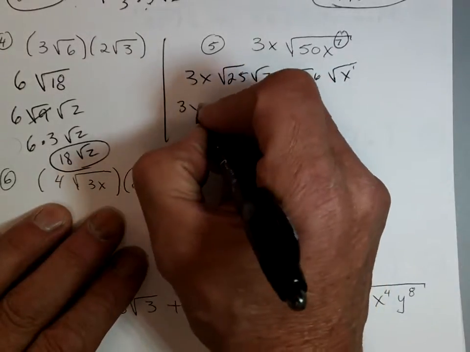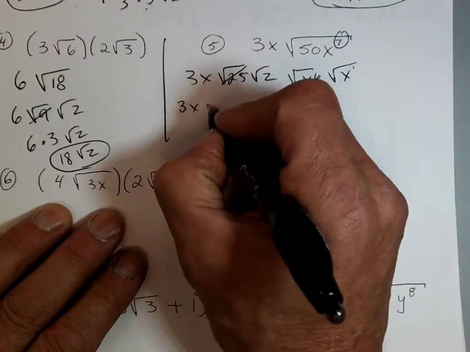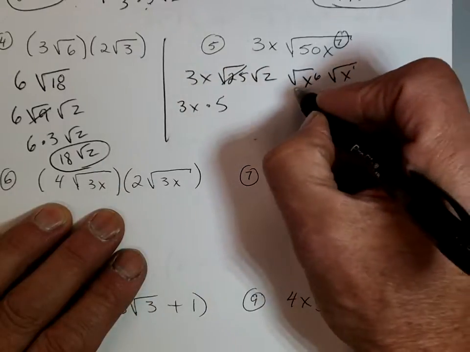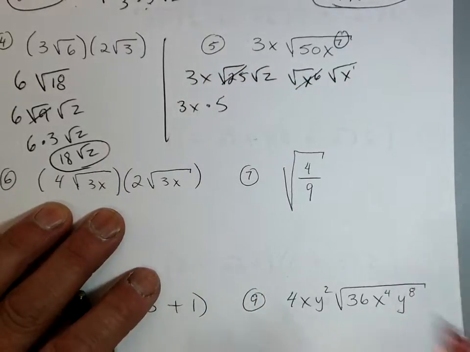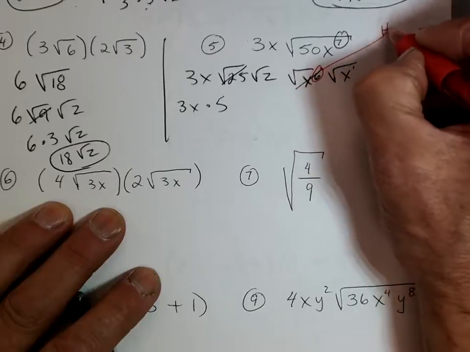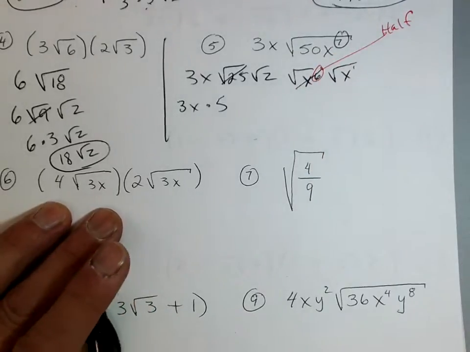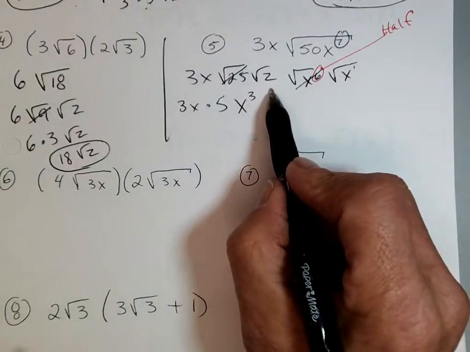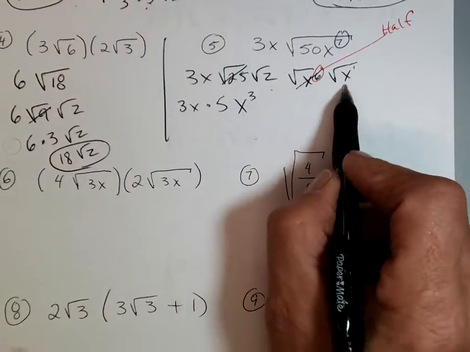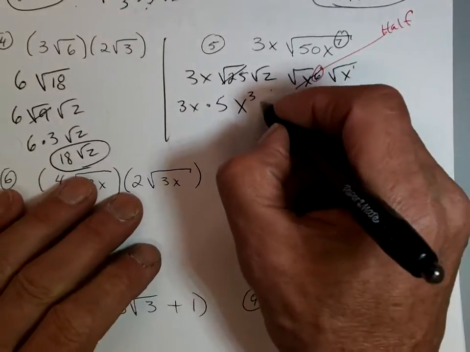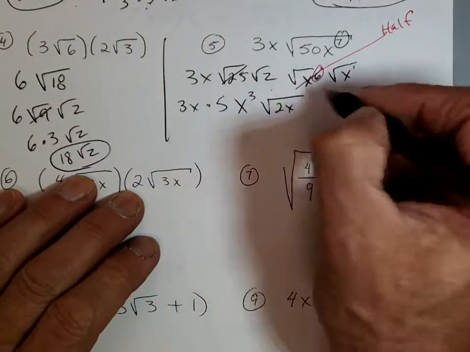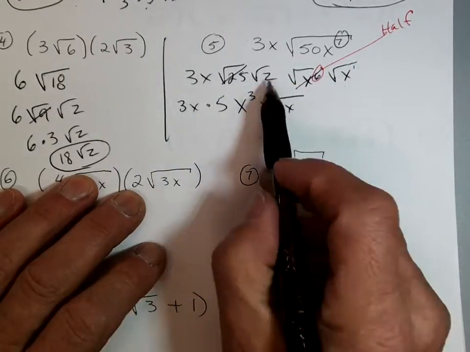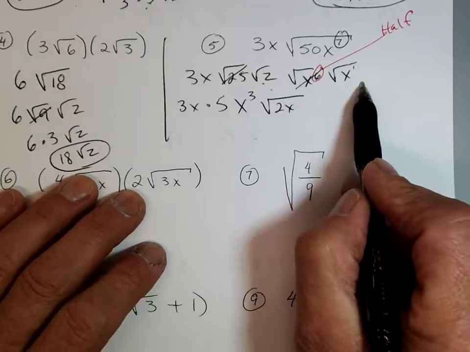Got a 3x. I have a 5. I'm going to take half of that and make that x to the 3. And then the square root of 2 cannot reduce, and the square root of x cannot reduce, so they stay inside. We'll put them together. The 2 and the x can't be done, so we left them inside the square root.